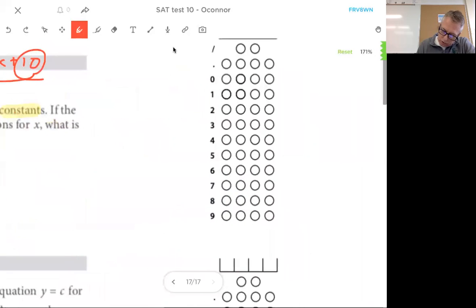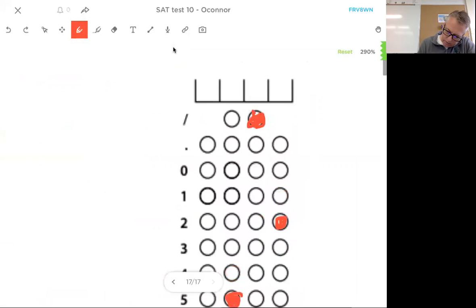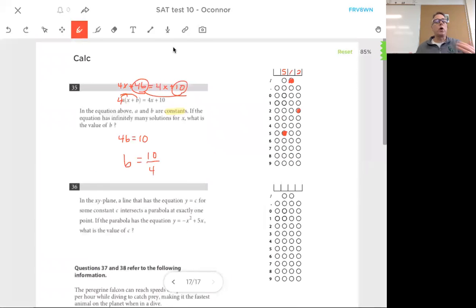So one thing you could do is 5 slash 2. Okay. That would be one way to write your answer. You could also get the decimal of that, which is 2.5. That would be another way to put it in there. So any of those would be okay.